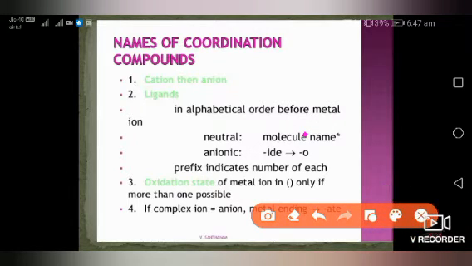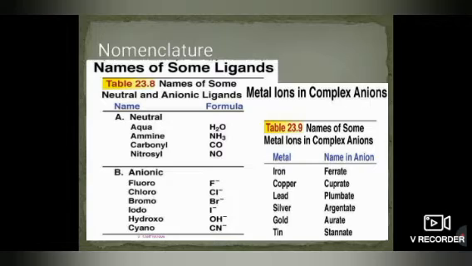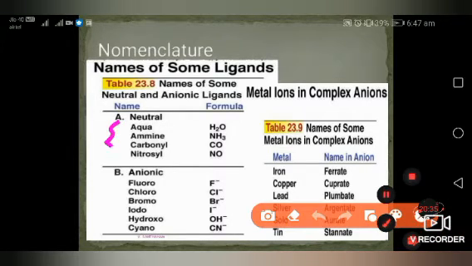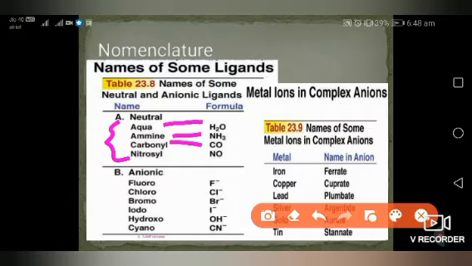Now dear students, do practice. These are some of the nomenclature rules that will help you. Suppose all these are neutral ligands. If H2O is there, you will write aqua. If NH3 is there, you will write amine. If CO is there, you will write carbonyl. If NO is there, you will write nitrosyl.